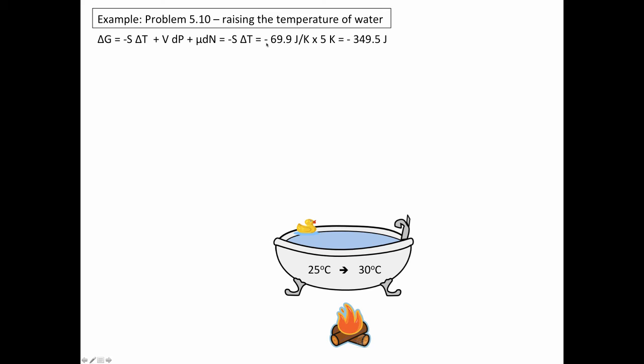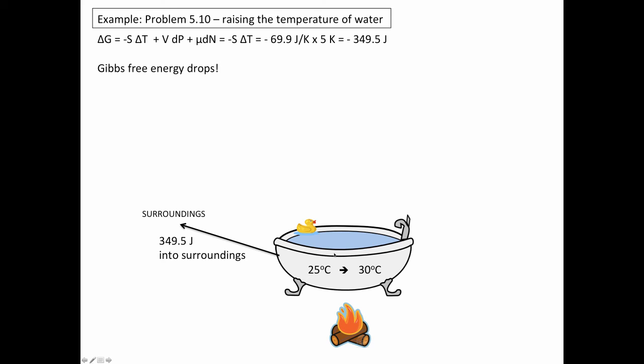Entropy of water is about 70 joules per kelvin. We're raising the temperature of water by 5 Kelvin, so the change in the Gibbs free energy is about minus 350 joules. So Gibbs free energy drops. We're getting Gibbs free energy out into the surroundings in this process. But hang on, weren't we just adding heat into the system?